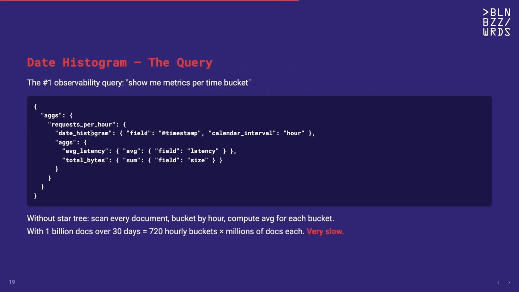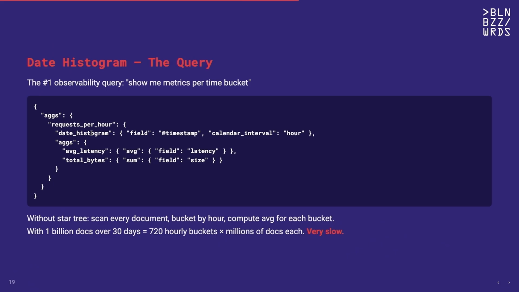Date histogram is the number one observability query, wherein we want to ask, show me metrics per time bucket. In this particular query, let's say you want to find out the total bytes and the average latency per hour. So what would happen here? Let's say there are a billion documents and we want to bucket them by hour over a 30-day period. So for 30 days, there would be how many buckets? 30 times 24, that would be 720 hourly buckets, right?